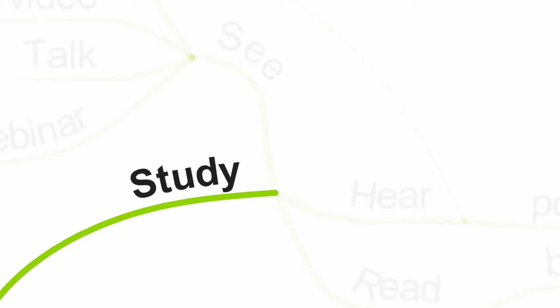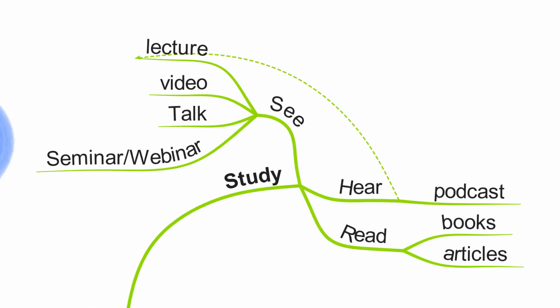When it comes to study, the input sources you have are either seeing, hearing, or reading, and you can use mind mapping with all of these. If you're studying through seeing a lecture or a video or a talk or a seminar or a webinar, you can mind map the points that are being said in that video. Same if you're hearing a podcast or a recorded lecture, you can mind map those points.